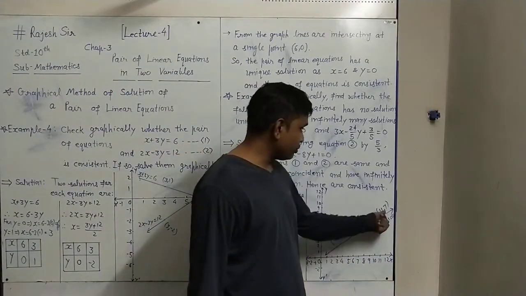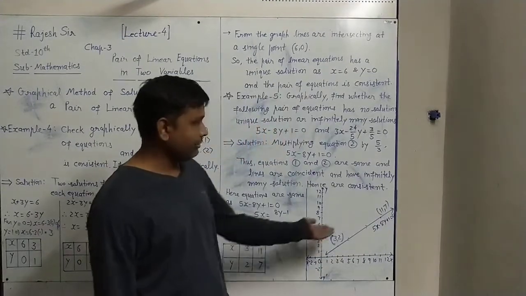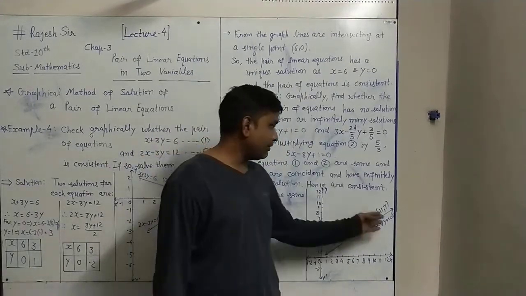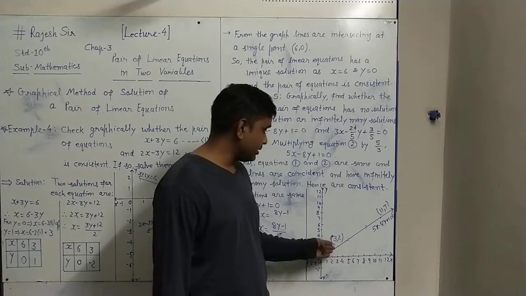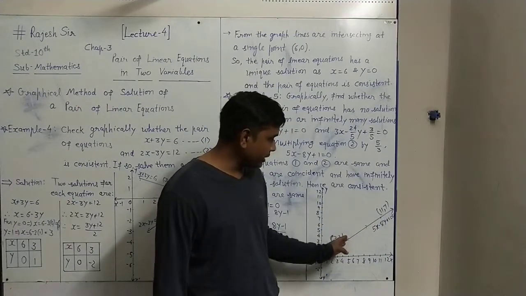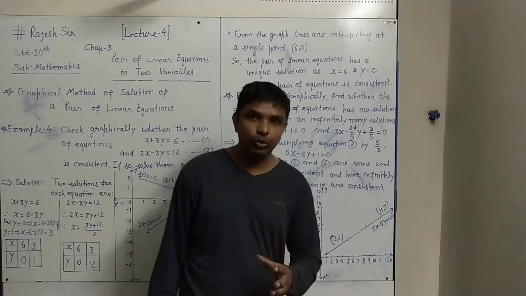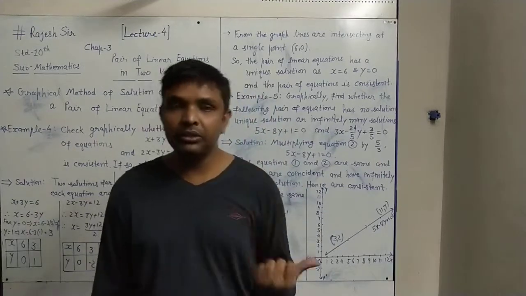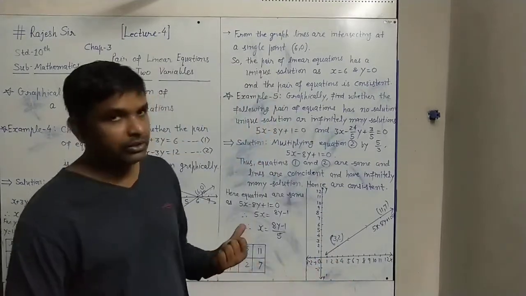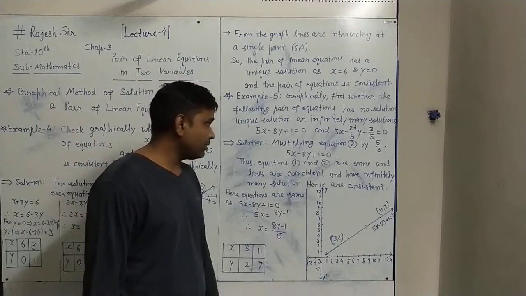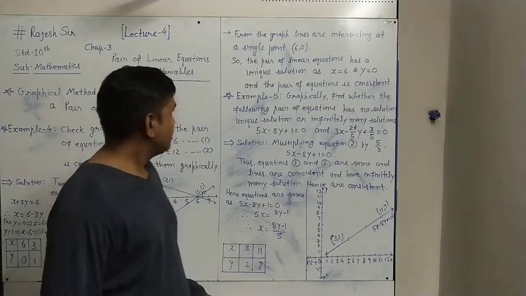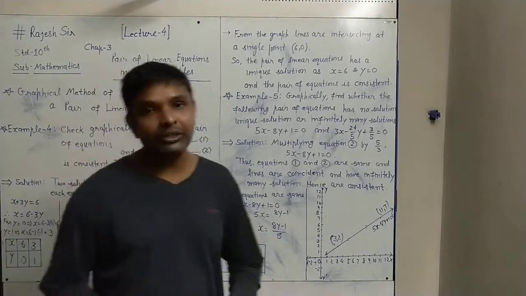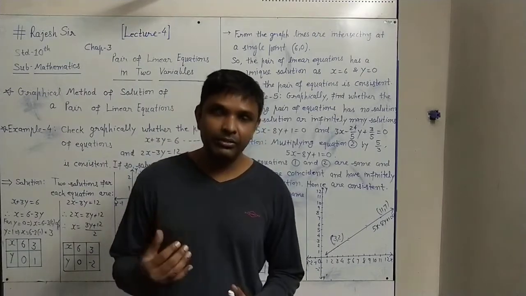Two of them are shown. So these two, (3, 2) and (11, 7), are solutions, and all other points, if you read them from the graph, will show solutions of these consistent equations. So we have infinitely many solutions. So examples 4 and 5 we have seen here. Example 6 we will see in the next lecture.